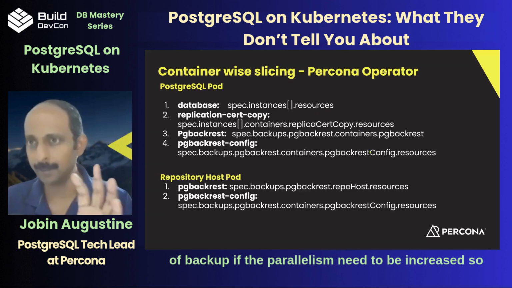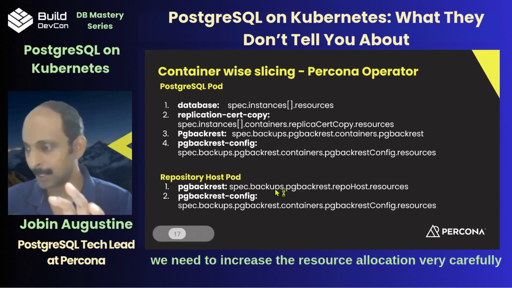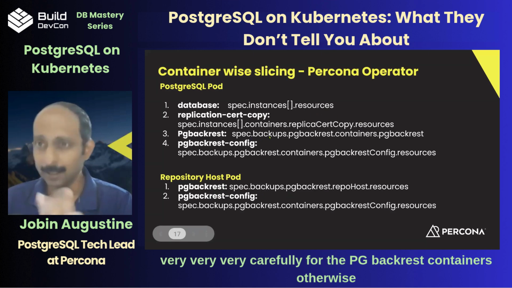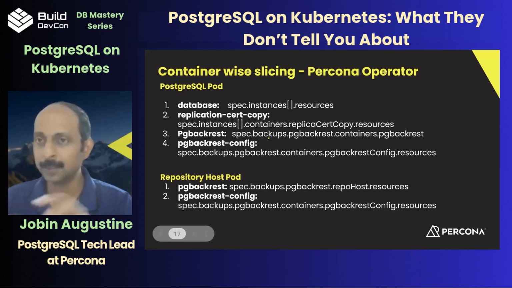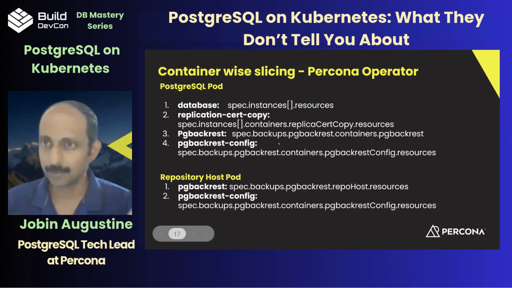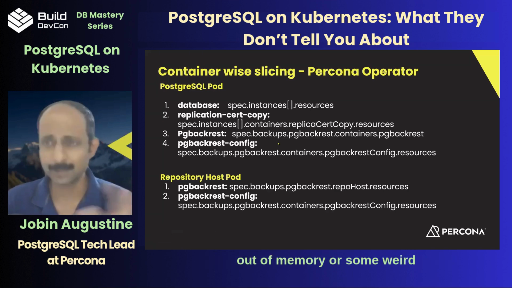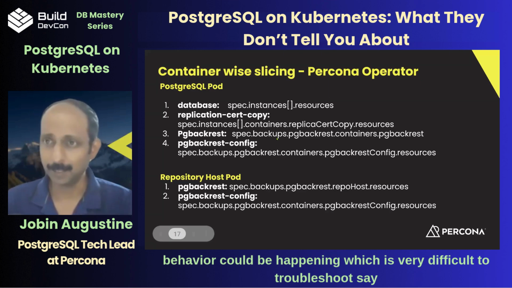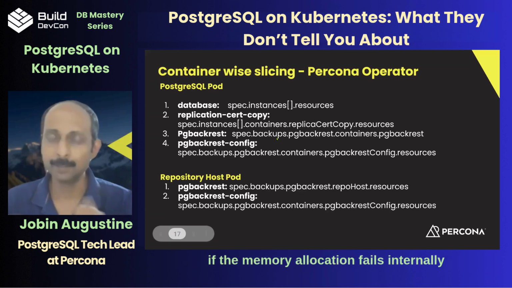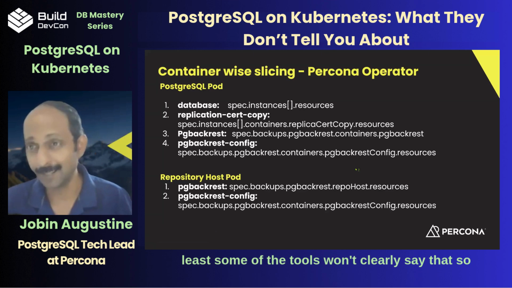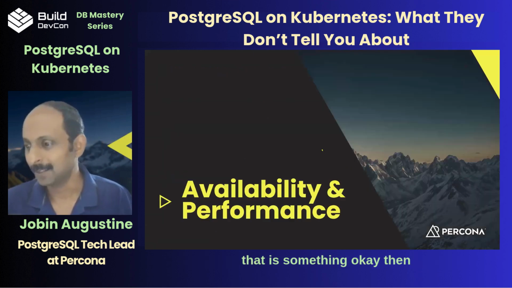If the parallelism needs to be increased, we need to increase the resource allocation very carefully for the pgBackRest containers. Otherwise, that container will get affected. So everything which we do needs to be very carefully adjusted for the corresponding containers. Otherwise, there is a chance of going out of memory, or some weird behavior could happen, which is very difficult to troubleshoot. If the memory allocation fails internally somewhere, that may not be very evident in some cases. At least some of the tools won't clearly say that. So that is something.